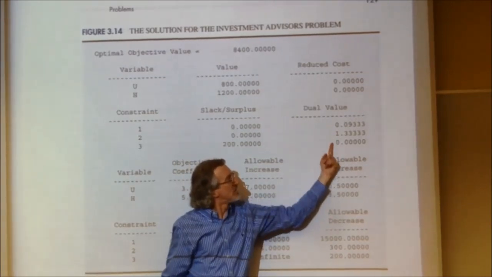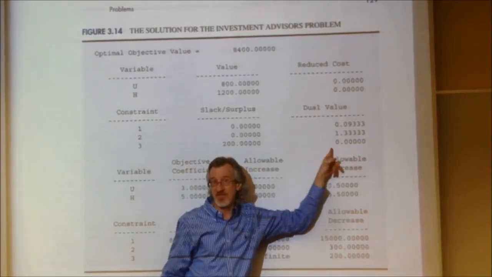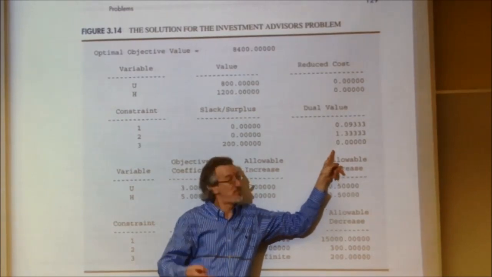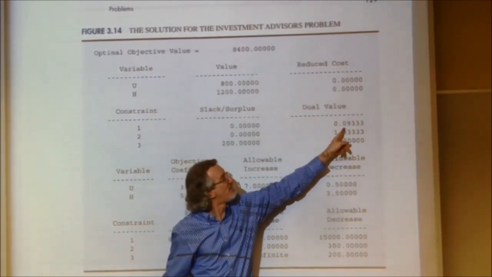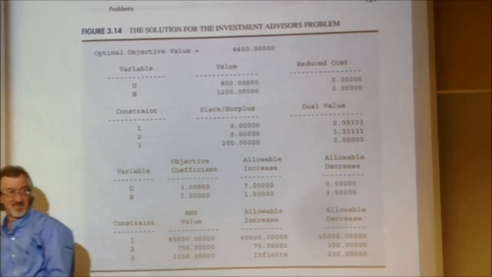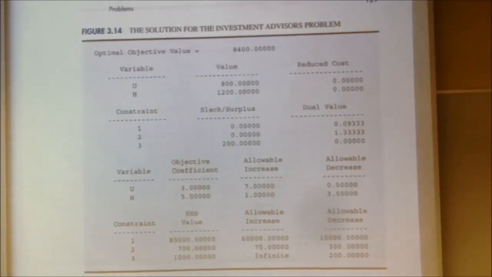Matter of fact, these are all positive, so they would have to go down to have a negative effect. If they're going up, they're all going to have a positive effect. A positive effect of about 9 1/3 cents per unit up. How many units is it going up?